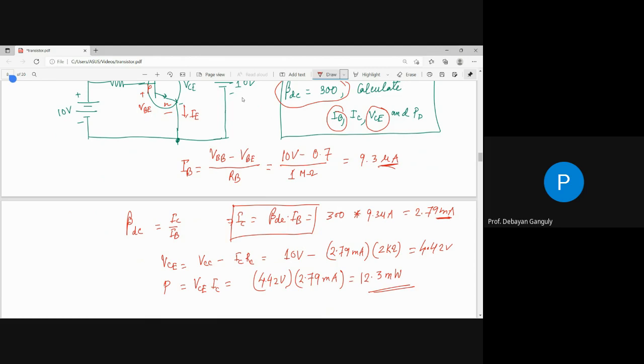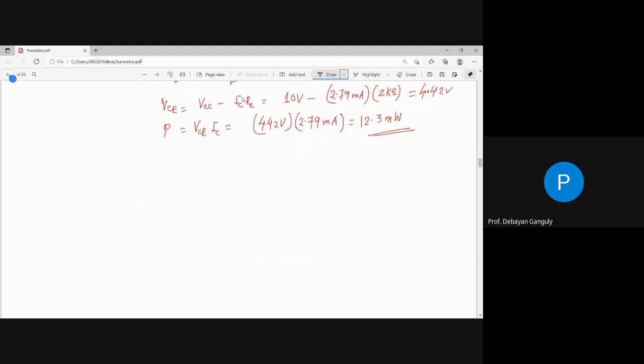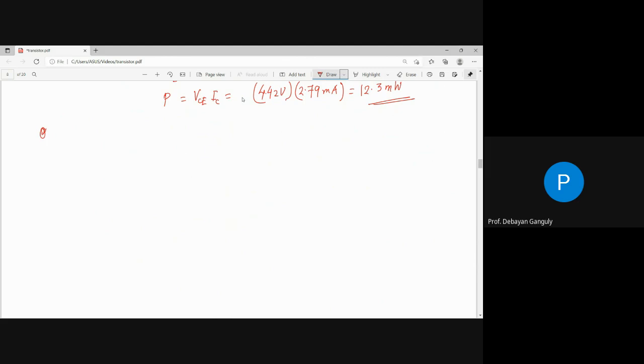So now we will see some graphs, right? We will see some graphs. There are two types of graph. One is called input characteristics, and the other is called output characteristics. This is one of the graphs, input characteristics. So input characteristics means input voltage versus input current. The graph will be of input voltage and input current, when the output voltage is constant.